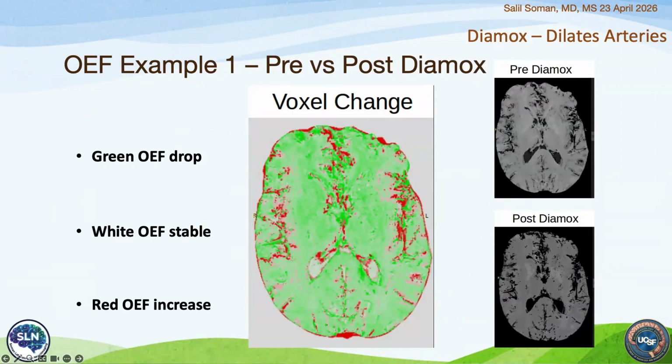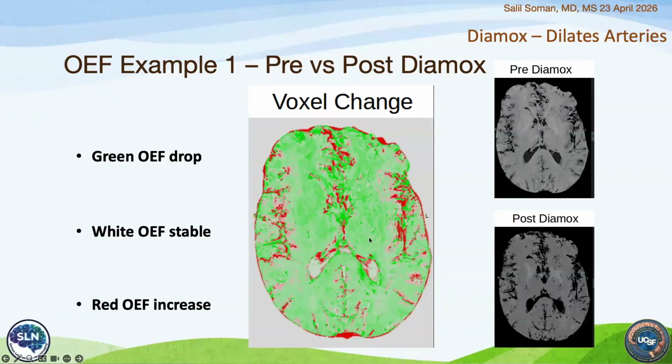So for those who don't know, Diamox basically makes your blood vessels dilate, right? So when you give somebody Diamox, the idea is that everybody's got some vascular reserve. If you got frightened or you had to run away from something, part of what your body might do is vasodilate to give you more blood so your brain can do whatever it needs to do, right?